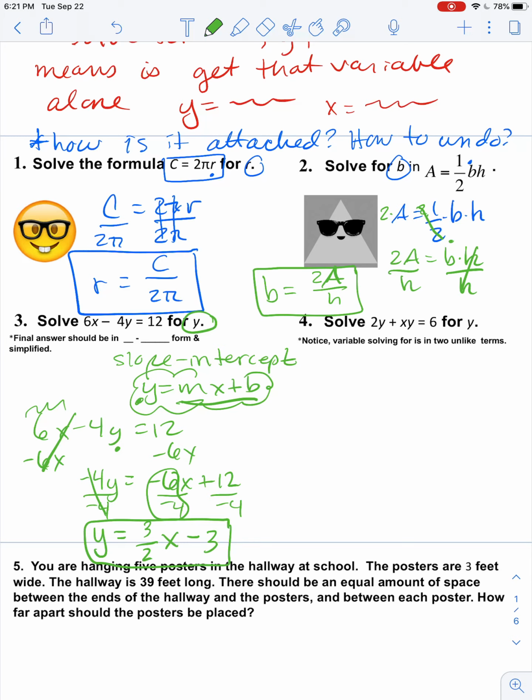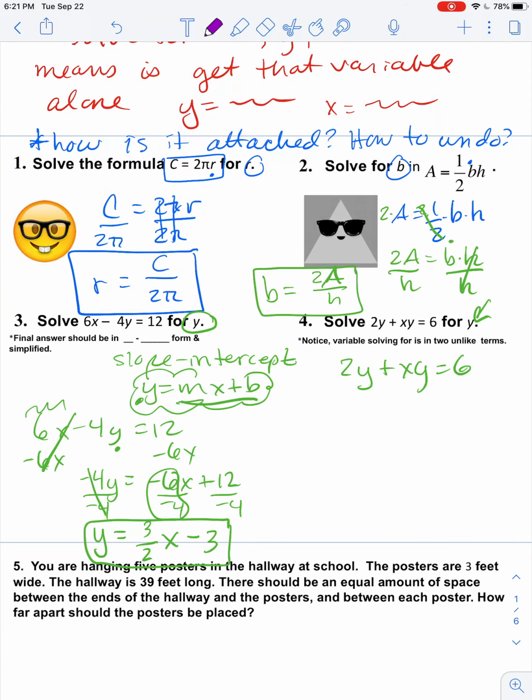So that is rewriting it in slope-intercept form. That's a skill that you're going to have to use in our algebra future. So this one's a little tricky. I have 2y plus xy equals 6, and I'm trying to solve it for y.